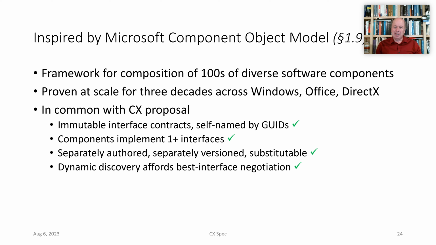So here are some COM ideas that are present in the composable extension spec. This notion of immutable interface contracts, self-named by GUIDs, components that can implement one or more interfaces, separately authored, separately versioned components that are substitutable and composed, and which enable multiple implementations of a given interface, and the use of dynamic discovery to find the best interface in a negotiation across time and space. Long industry experience with this model gives me confidence that this is a sound model for enduring composition of separately authored composable extensions.